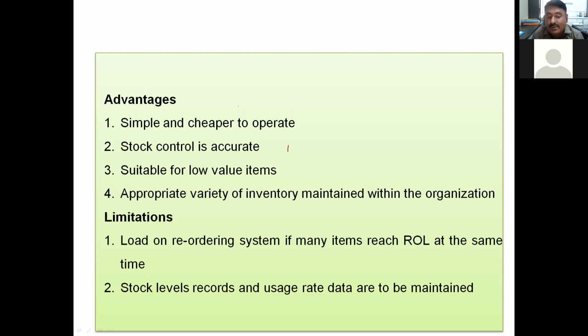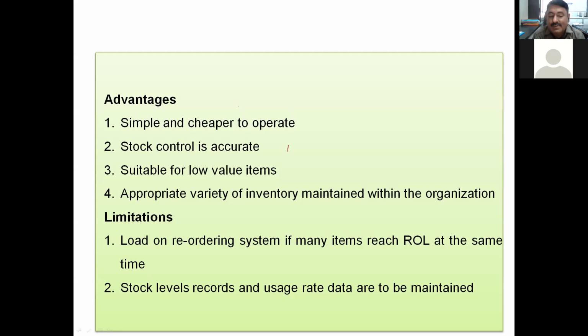Limitations: load on the reordering system if many items reach ROL at the same time. See, there are 100 items, and we are saying that at the reorder level we have to give the order. So assume that today, out of these 100, 75 items are reaching the reorder level. So today one has to release 75 purchase orders to different suppliers from wherever you want to bring the material. So this is the load on the reordering system.